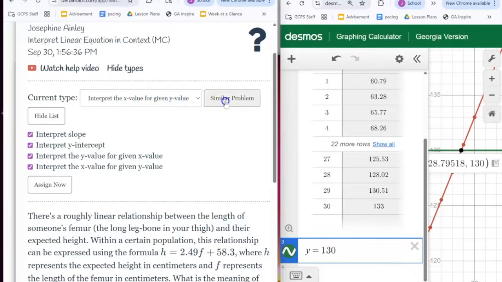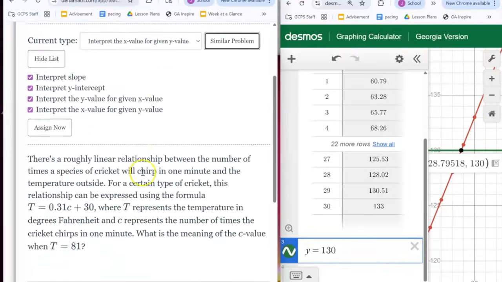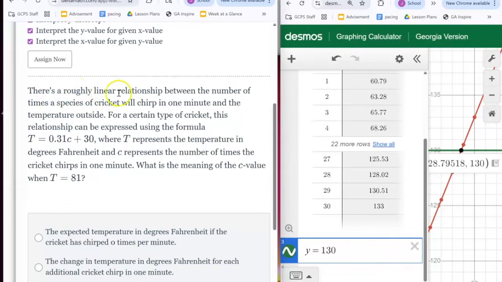All right, I'm gonna do one more of that one just to make sure you're okay. There's roughly a linear relationship between the number of times a species of cricket would chirp in 1 minute and the temperature outside. For a certain type of cricket, this relationship can be expressed using this formula where T represents the temperature in degrees Fahrenheit and C represents the number of times it chirps in 1 minute. All right, so C, number of times it chirps in 1 minute. T, temperature.